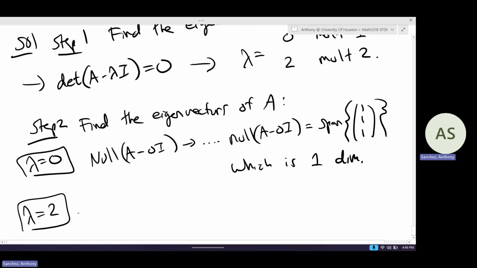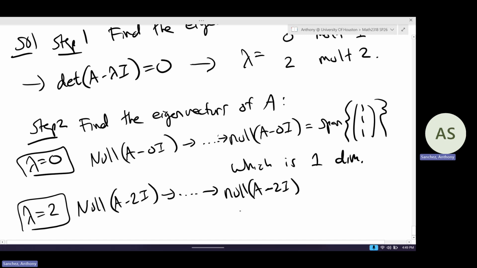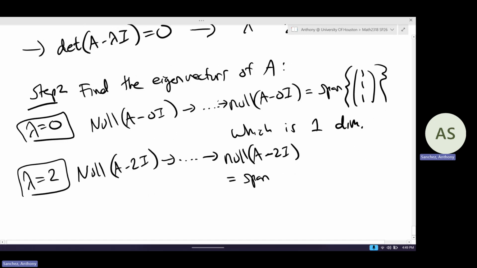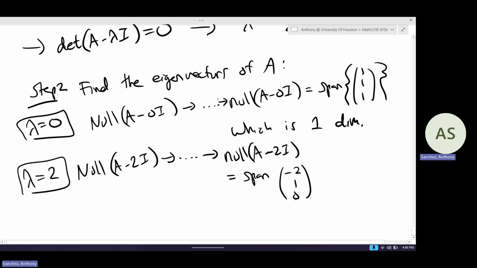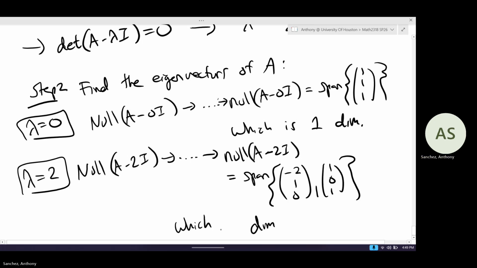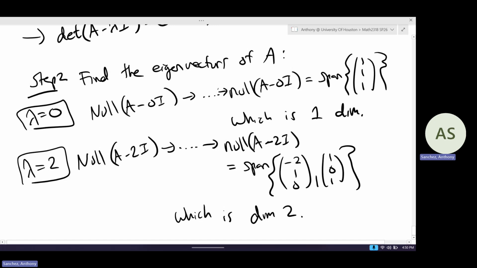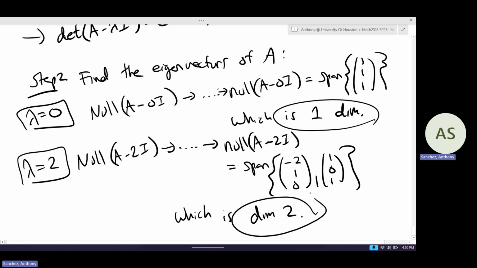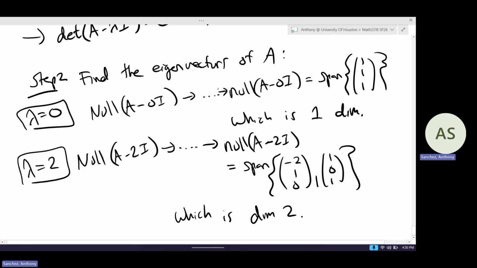All right, so I have to compute the null space of A minus 2I. And as before, when you do this, you're going to show that the null space of A minus 2I is given by the span of the vectors (-2, 1, 0) and (1, 0, 1). And this is going to be dimension 2. All right, and so now I notice that the sum of the dimensions of the eigenspaces, 1 and 2, gives me the size of the matrix, which is 3.